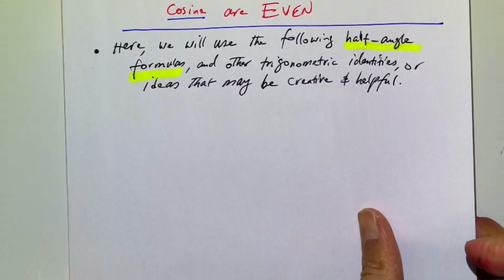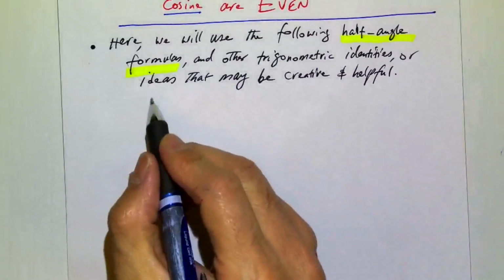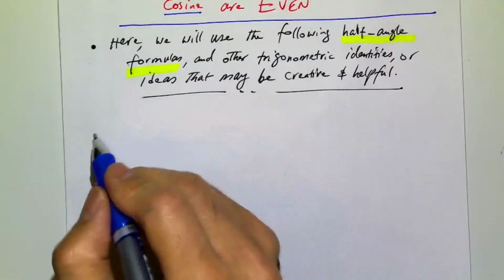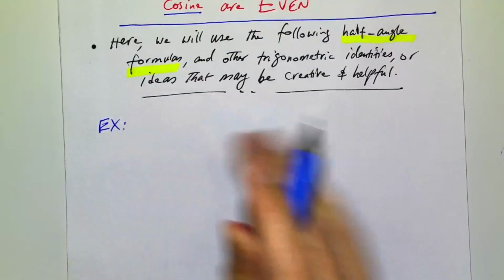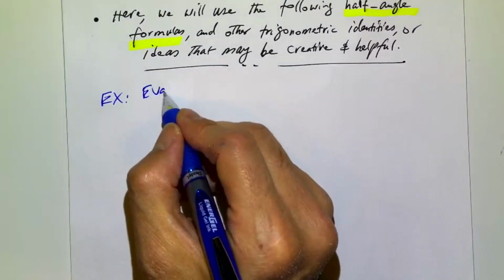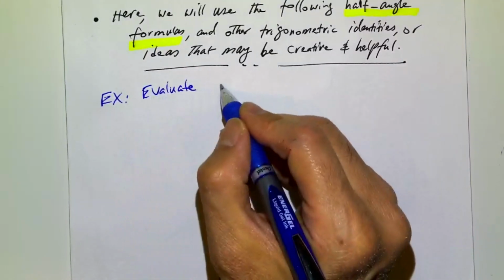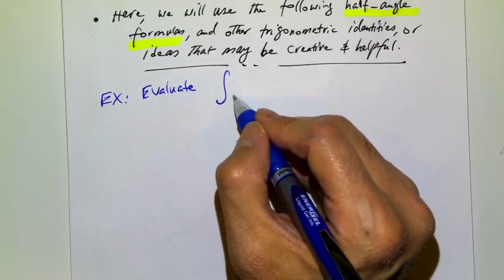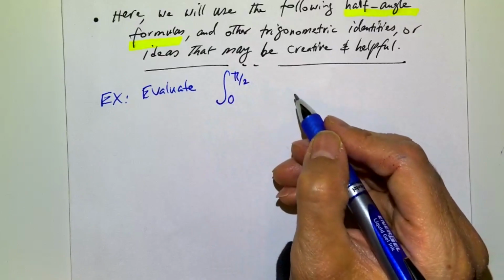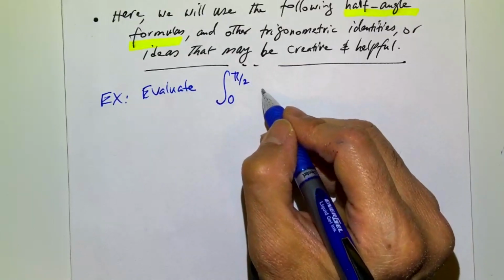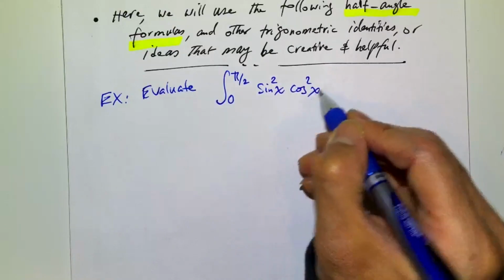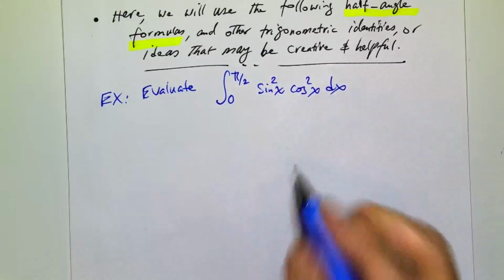Okay, so let's go through an example. Suppose we want to evaluate this integral. It's again a definite integral from 0 to pi over 2 of sine squared x cosine squared x dx.